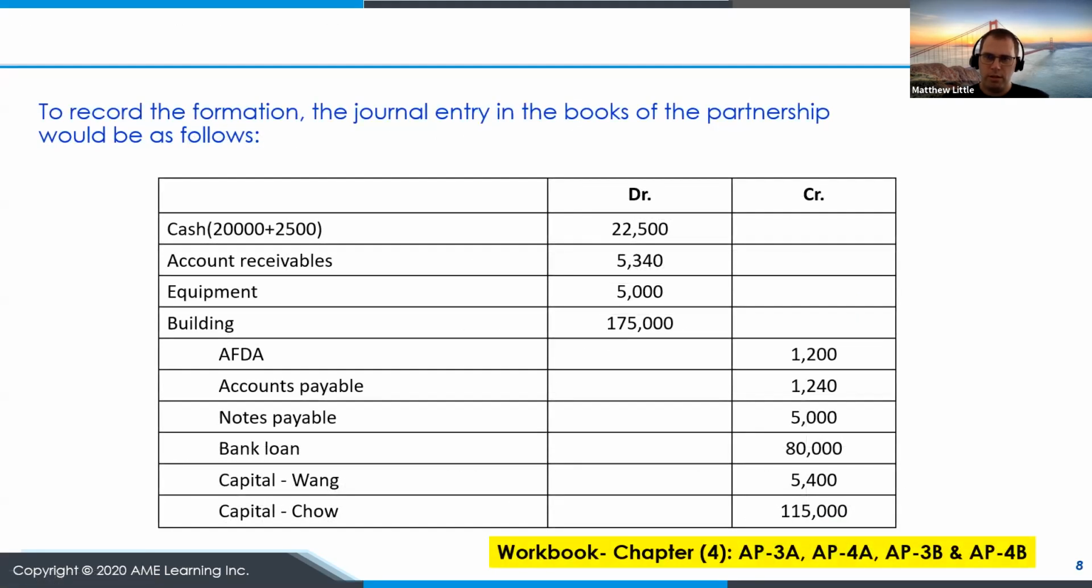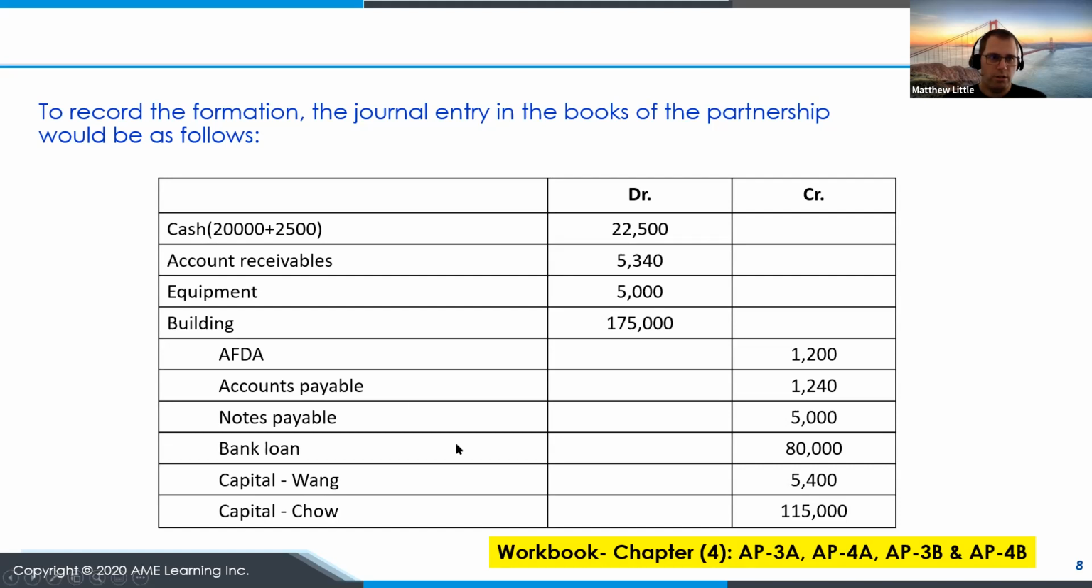To record this formation of the partnership, a journal entry might look like this. We have cash debited for $22,500, accounts receivable debited for $5,340, the equipment of $5,000, and building for $175. So those are our debit entries for the assets.